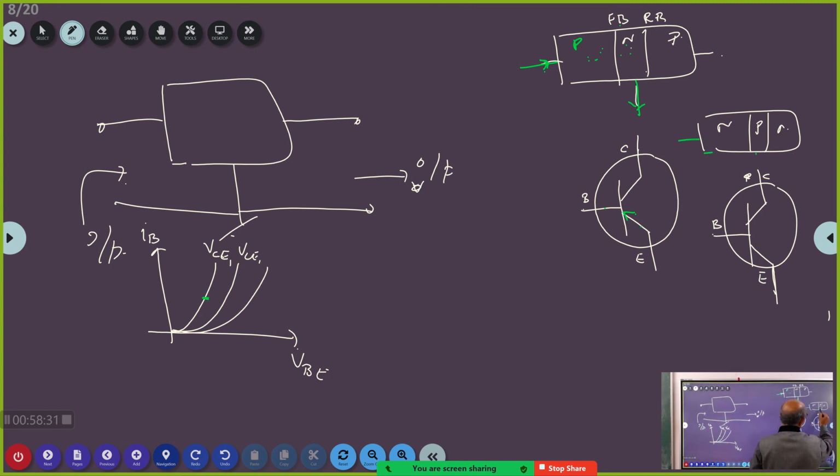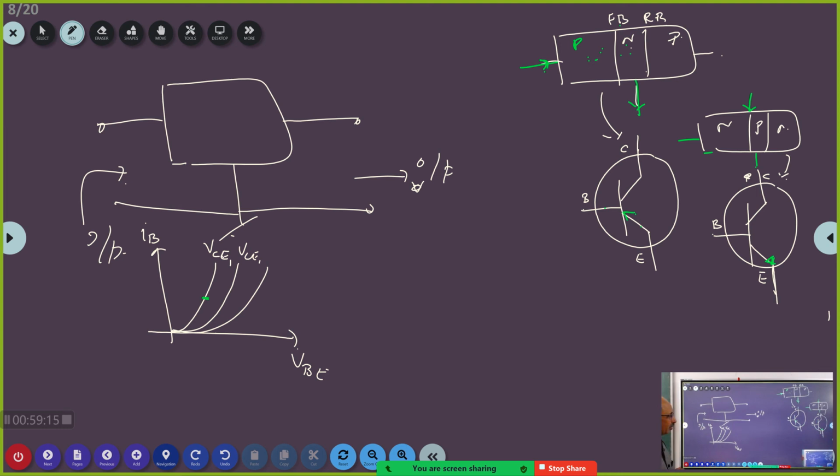In this case, you are forward biased. This is base. If you forward bias the junction, the current will enter from the base and leave from the base. Correct? So you will put that here. So this is the symbol for the NPN transistor and this is the symbol for the PNP transistor. It is understood. You forward bias the junction and see how the current will flow. Conventional current will flow. That is the symbol for that.